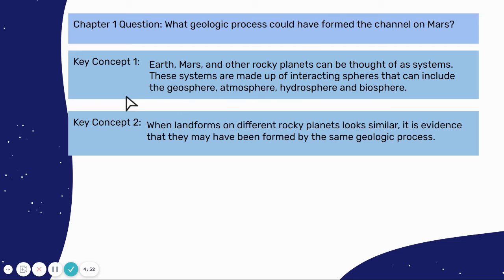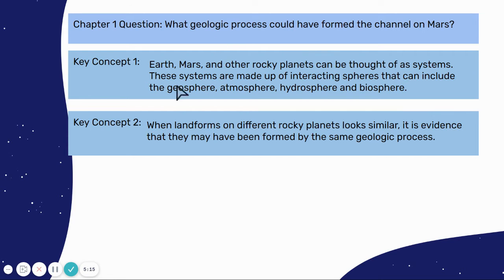So key concept 1, which we've now answered, our chapter 1 question is what may have formed the channel on Mars. So these are things we're understanding to figure out that channel. Key concept 1 was Earth, Mars, and the rocky planet can be thought of as systems. These systems are made of interacting spheres that include the geosphere, atmosphere, hydrosphere, and biosphere.